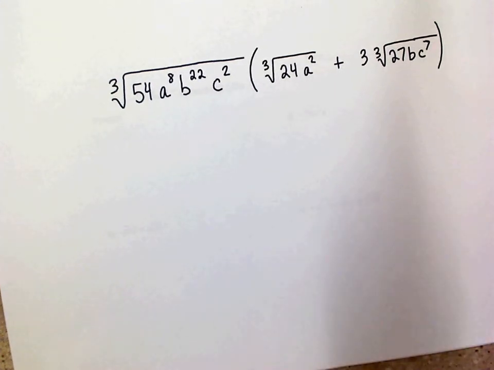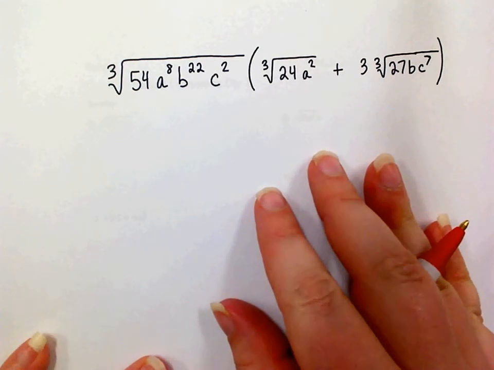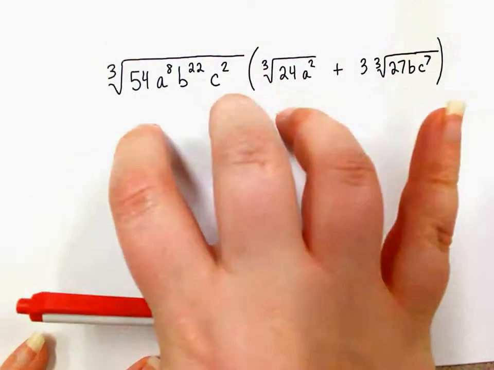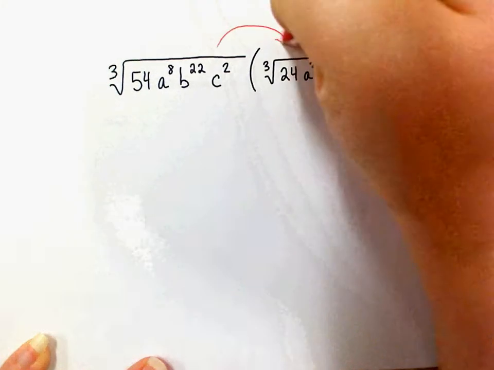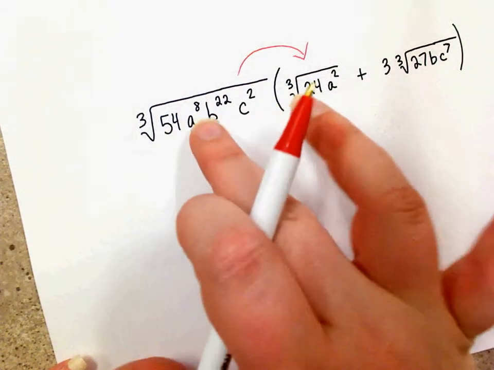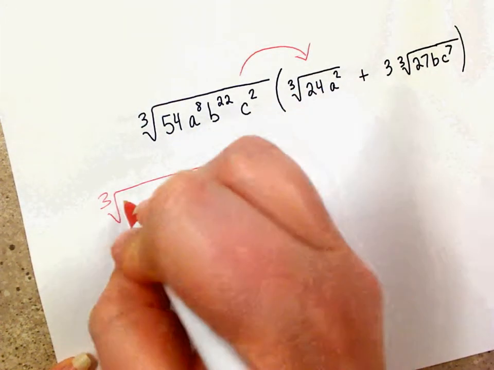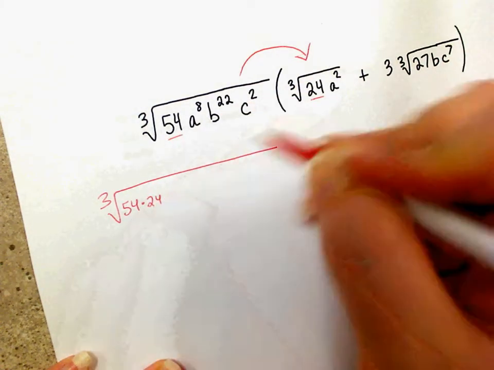What I suggest you do in this case is, you have two options. You can simplify, simplify, simplify, and then multiply, or multiply and then simplify. I'm going to go ahead and multiply and then simplify. So when I multiply this times this, the cubed root of all this times the cubed root of all this is the cubed root of this times this. So I'm just going to write cubed root of 54 times 24. And I'm not going to multiply those together because it's easier if I leave them alone.